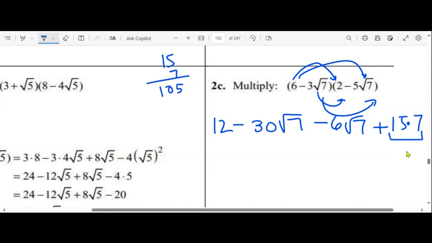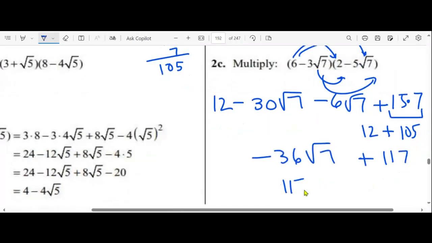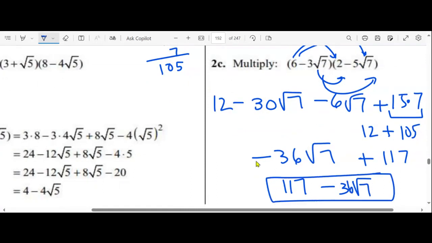How much? 105. Yes, 105. So 105, and I have 12 here. 105 plus 12, how much? 117. Okay. And if you add this together, what do you get? Clear or not clear? So you can write it like this. All right, so now, is this clear or not clear?